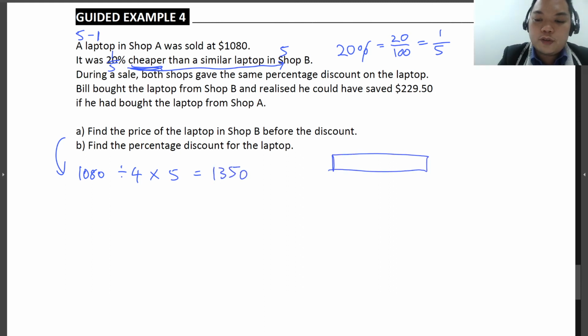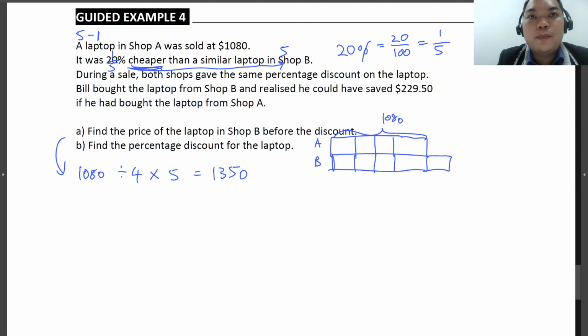Okay, think of it this way. If this is B's price, A's price would look like this. So A's price here is 1080. Alright? So part A is straightforward.